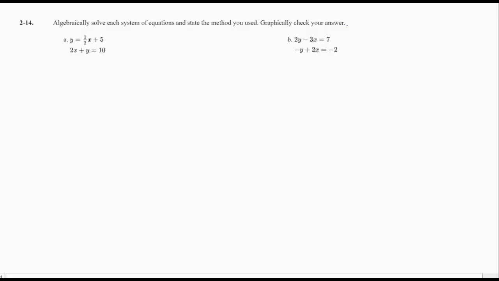Algebraically solve each system of equations and state the method you used. Graphically check your answer, which means to plug it into your graphing calculator. So in this one here, when I look at this, because y is already by itself, and it says y is equal to all this jazz right here, I'm going to use substitution because it's already set up for me.